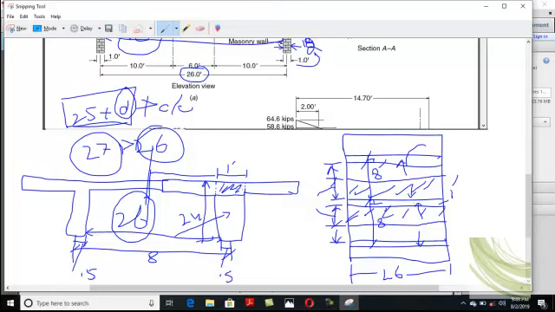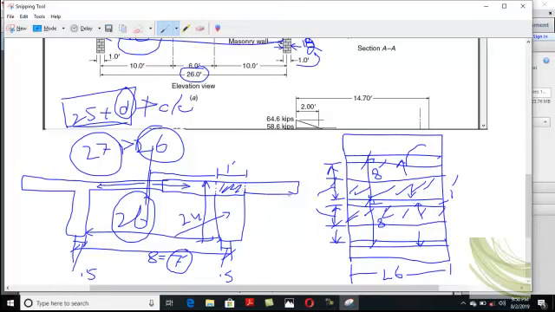So 0.5 plus 0.5 is 1, and subtracting 1 from 8, it comes out to be 7 feet. So 7 feet total slab, and just divide that 7, because half the loading of the slab span will come to this beam, and half the loading of the slab will come to this beam. So we are calculating the loads on the center beam.